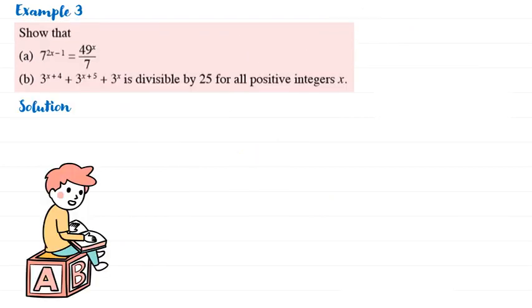Okay, next example 3 shows A and also B. For question A, if you want to solve this kind of question, you need to start doing the working solution from the left hand side, and the final answer should be exactly as the right hand side. And for B, you need to prove that this one is divisible by 25 for all positive integer x. For question 3a, we start with 3a first.